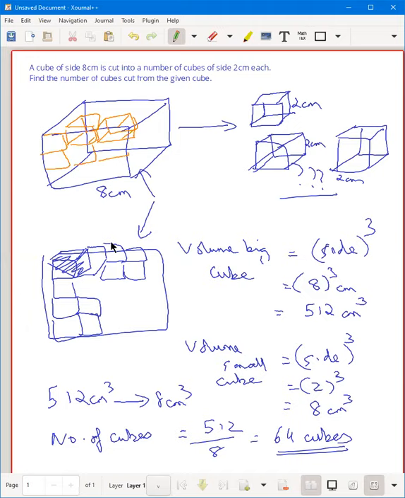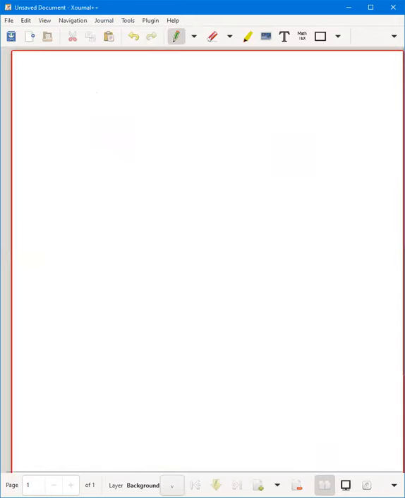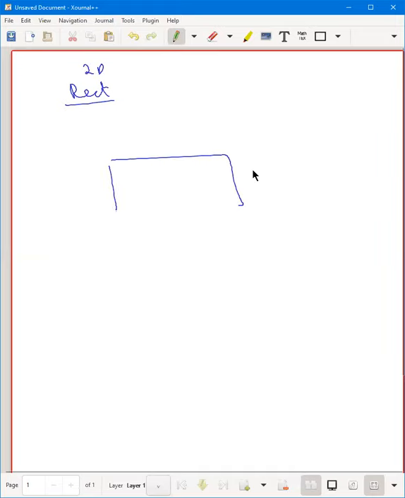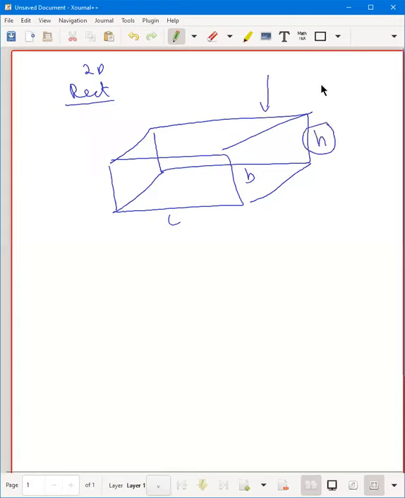A cuboid is nothing but a rectangle converted into a cuboid. So when we have a rectangle, which is basically a 2D shape, we have a length and we have a breadth. When I convert this into a 3D shape, and I add a height to it, this converts into a cuboid, which is the 3D shape. And we have to again find the surface area and the volume of a cuboid, similar to what we did in a cube. We will cover this tomorrow.